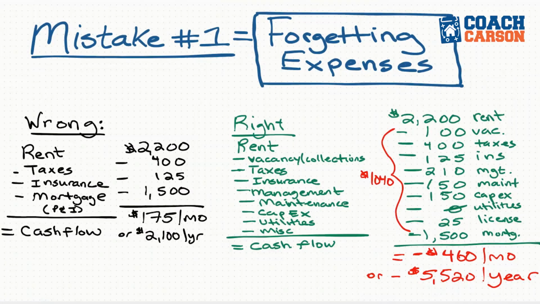The first mistake that can create negative cash flow on a rental property is simply forgetting to include expenses when you analyze a property up front. And I want to show you a brief example. And this is very typical when I run the numbers with other investors, what they show me up front.